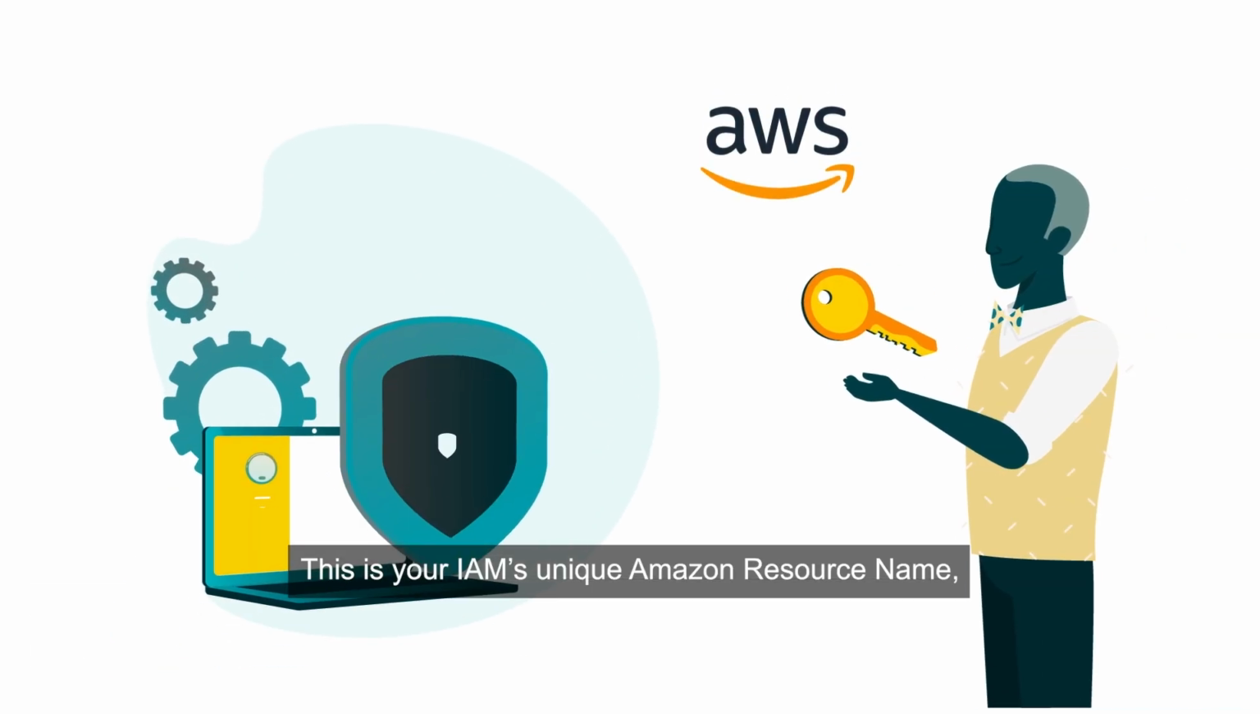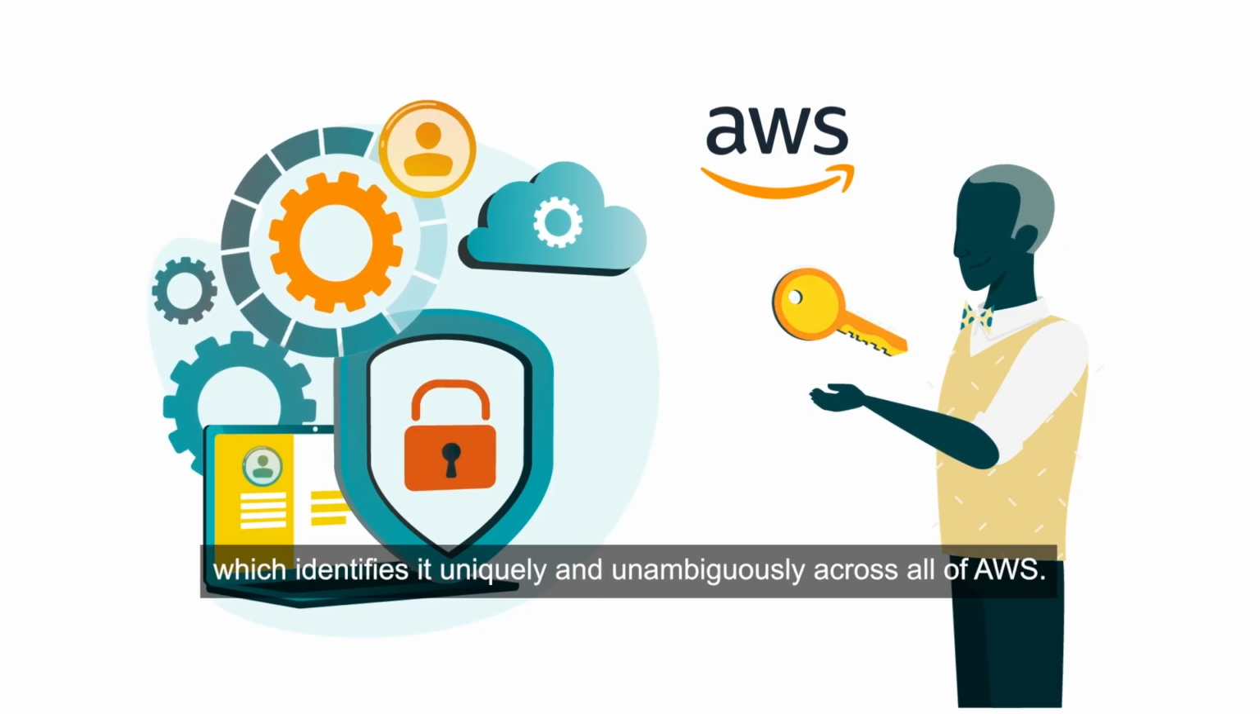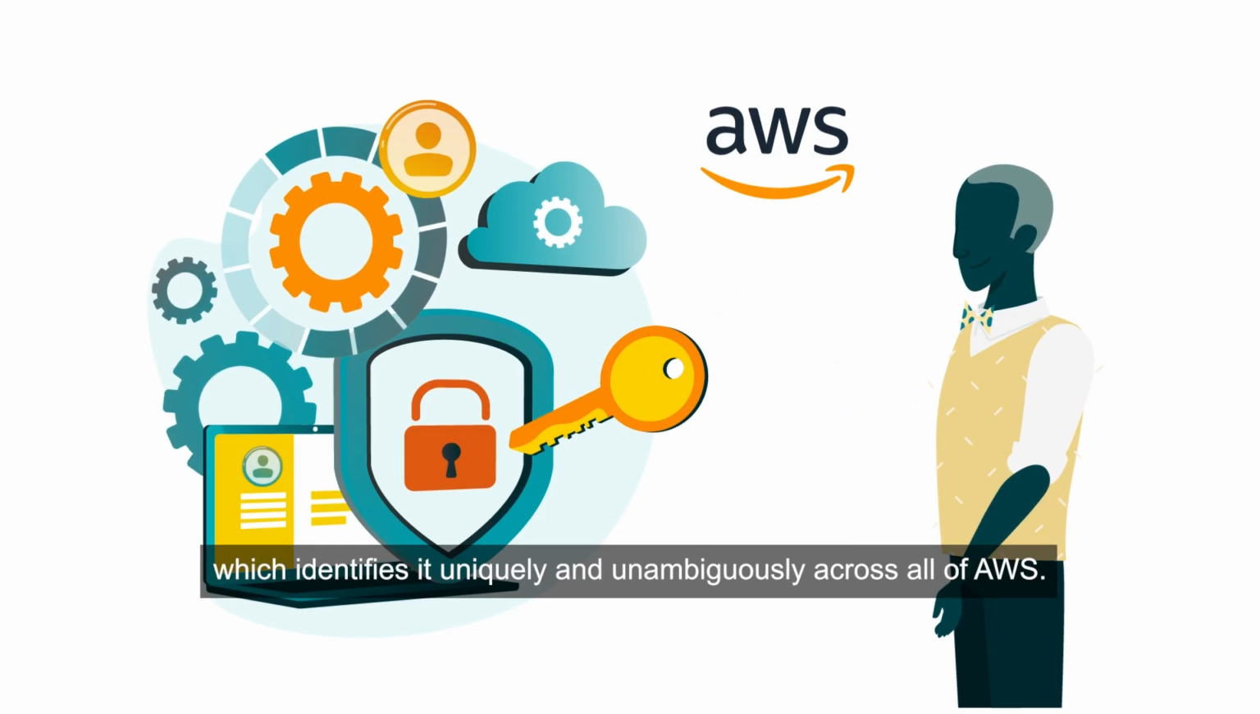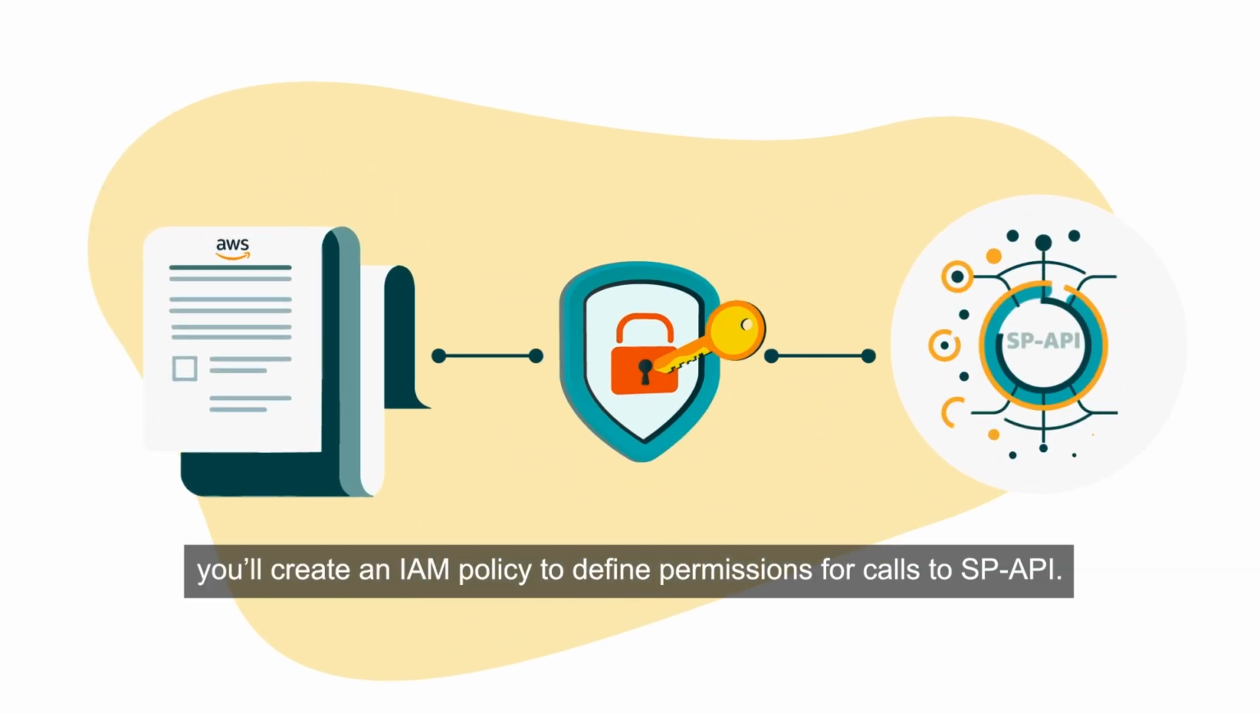This is your IAM's unique Amazon resource name, which identifies it uniquely and unambiguously across all of AWS. After establishing your IAM user, you'll create an IAM policy to define permissions for calls to SP API.